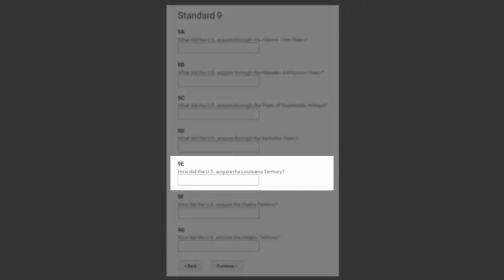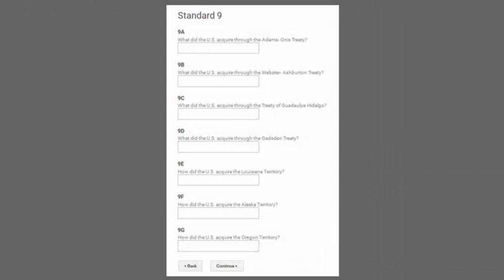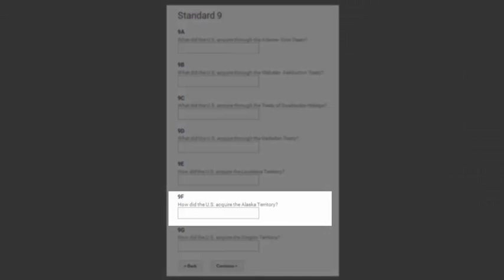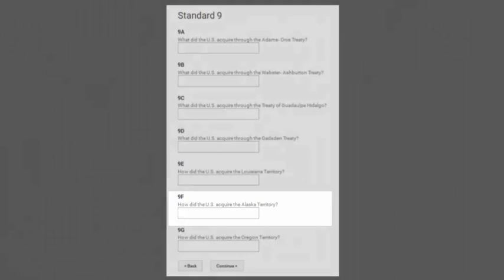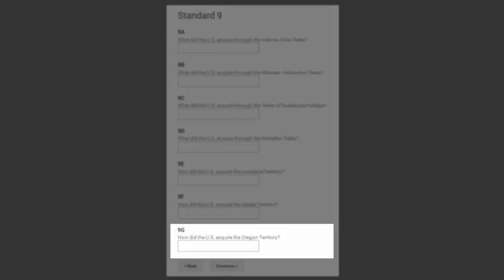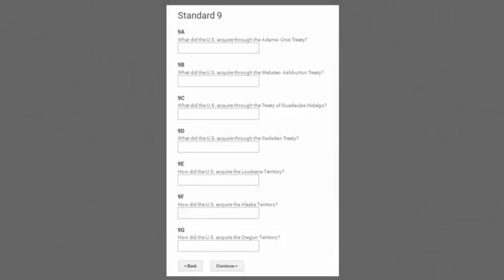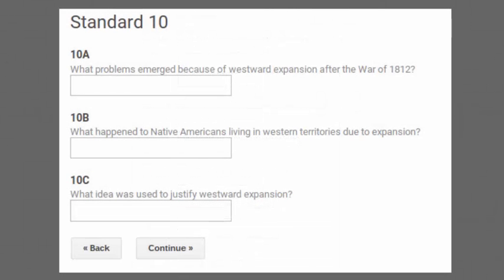9E. How did the U.S. acquire the Louisiana Territory? 9F. How did the U.S. acquire the Alaska Territory? 9G. How did the U.S. acquire the Oregon Territory? Standard 10.